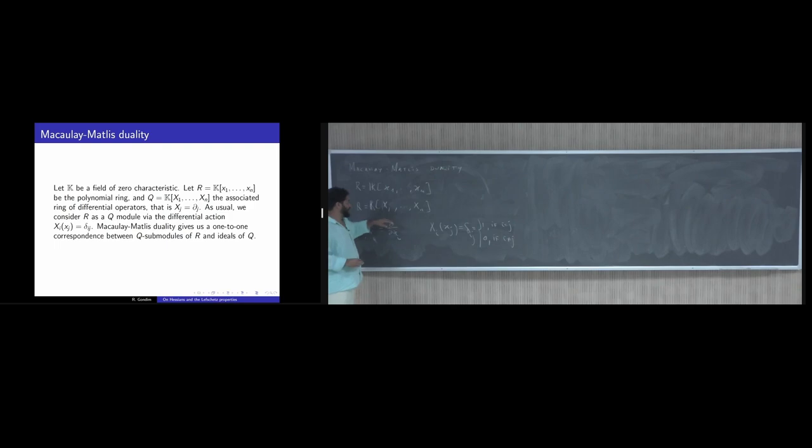It induces an action of Q over R. I take a differential operator and a polynomial, and again I'm going to have a polynomial. Moreover, if the degree of the differential operator is k and the polynomial has degree d, the degree of the result is d minus k. So it is graded, but instead of increasing the grading, it is decreasing the grading.